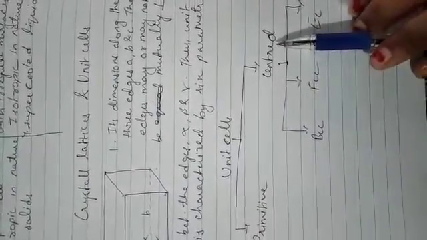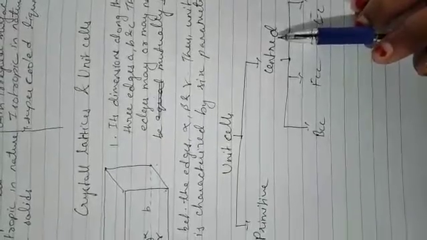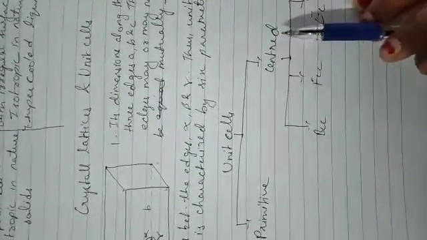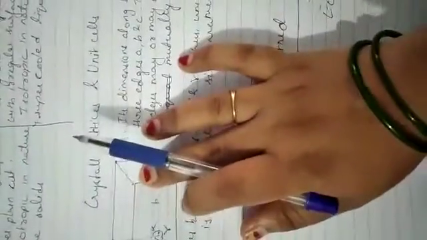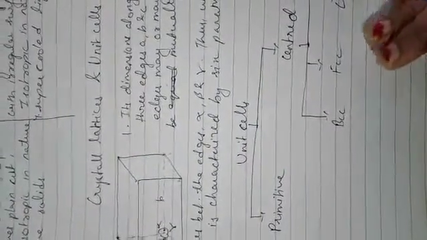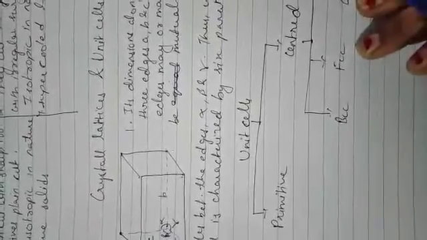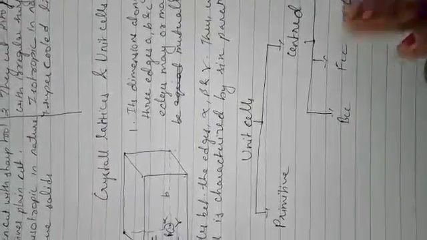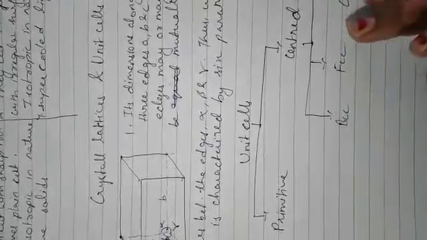A centered unit cell is a unit cell that contains one or more constituent particles present at positions other than the corner. Means it will not be present at the corner. It will be anywhere in the unit cell, but not at the corners. Anywhere in the unit cell. So the unit cell which has the constituent particles present at positions other than the corners, along with those particles present at the corners, this is known as the centered unit cell.